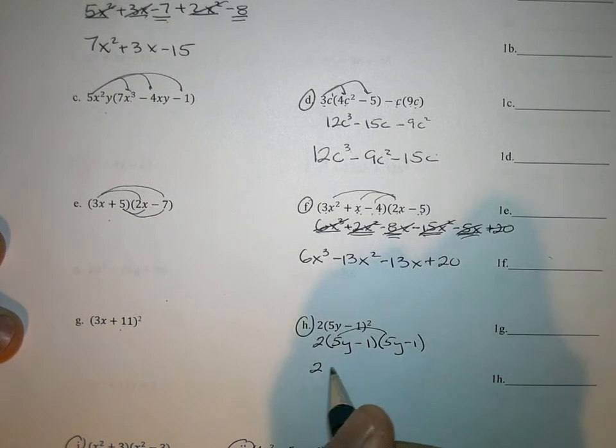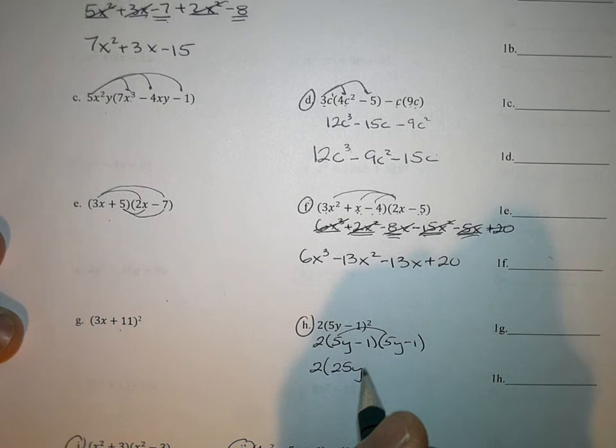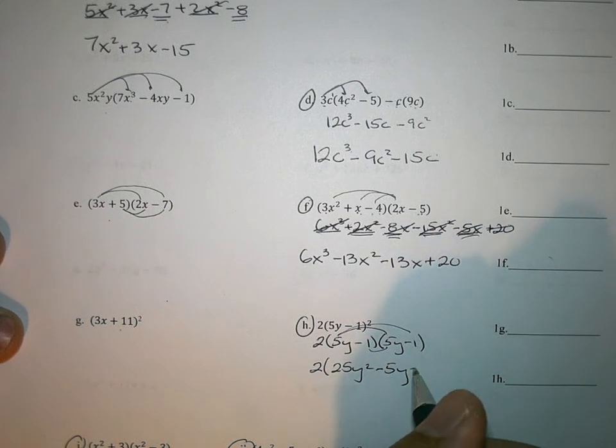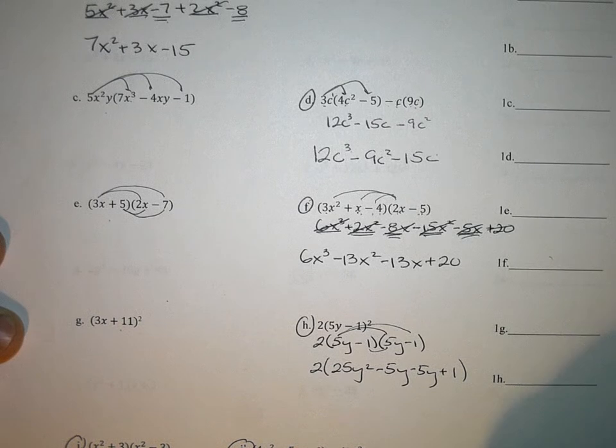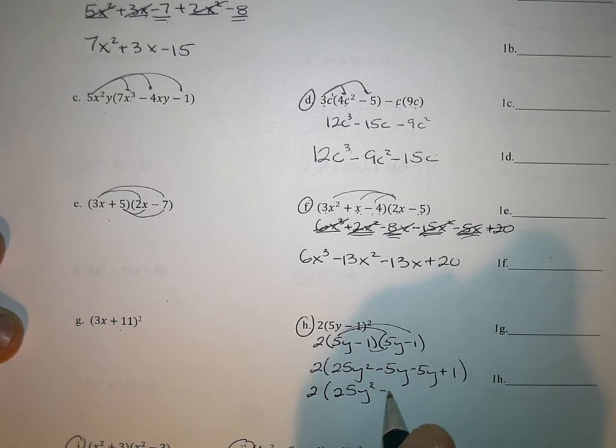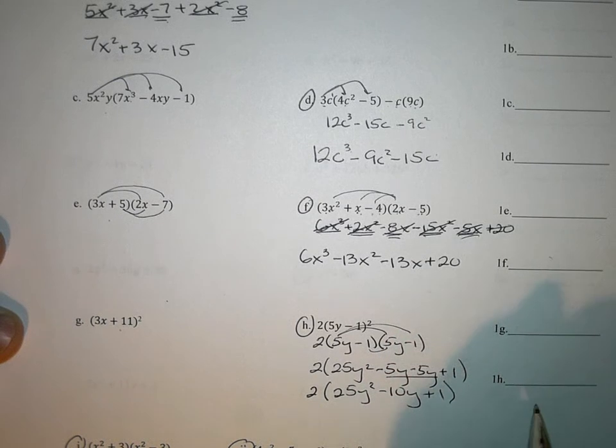So 5y times 5y is 25y squared. 5y times negative 1 is negative 5y. Negative 1 times 5y is negative 5y. And negative 1 times negative 1 is positive 1. Now simplifying, 2 times 25y squared minus 10y, combining the middle two terms, plus 1. And finally, 2 times 25 is 50y squared. 2 times negative 10 is negative 20y. And 2 times 1 is 2.